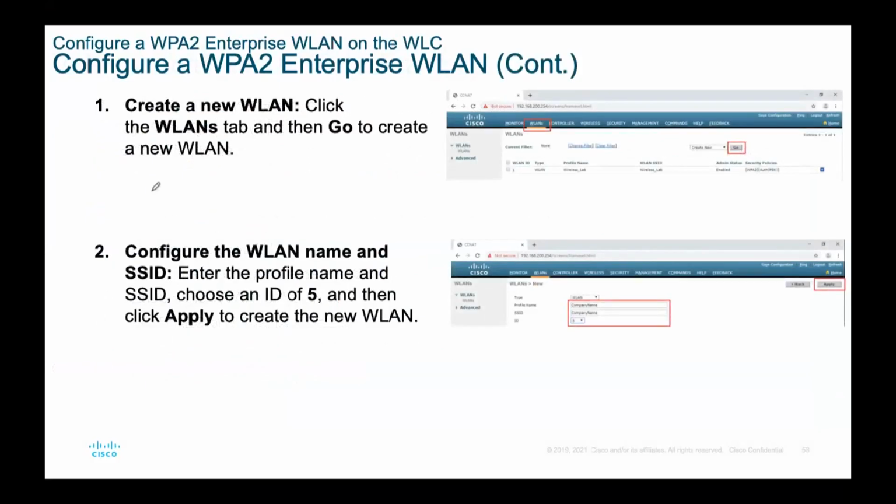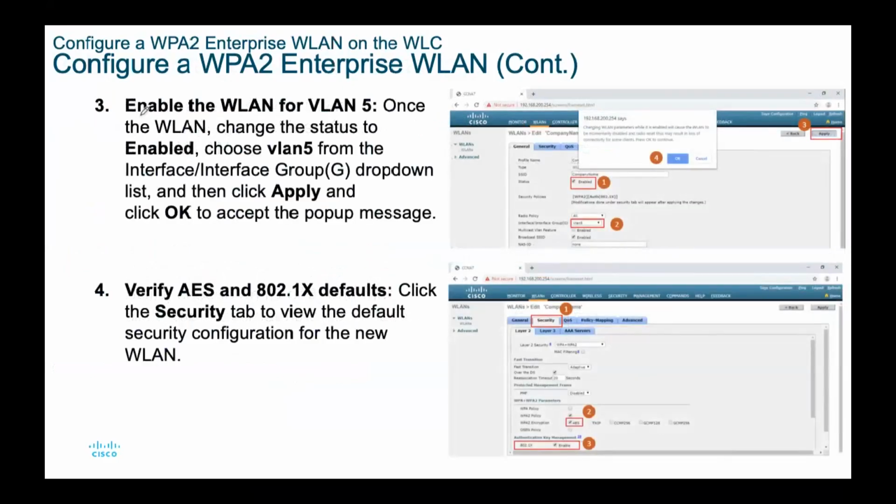Okay, configure WPA2 or version 2 enterprise wireless LAN. First of all, step 1, create a new wireless LAN. So click the wireless LAN tab and then go to create a new wireless LAN. Step 2, configure the wireless LAN name and SSID. Enter the profile name and SSID, choose an ID of 5, then click apply to create the new wireless LAN.